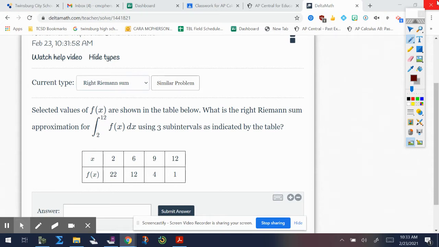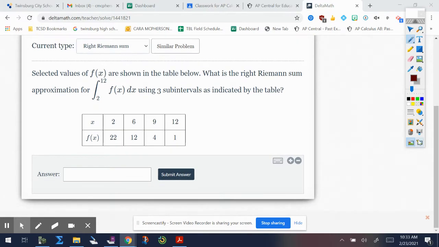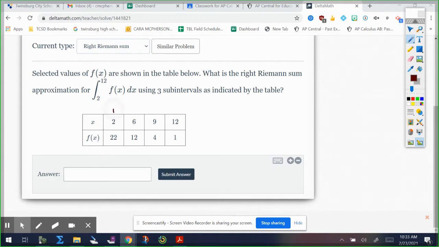So here's what's happening. I'm going from 2 to 12. I'm splitting this up into 3 subintervals. We're going to use the right side, but I'm going to completely do this by looking at the table. So I'm going to mark this up a little bit just to explain it. My first rectangle is going to go from 2 to 6, so that's 4 units wide. But since I'm using my right Riemann, I want to use the right side value with that rectangle. So my first rectangle is 4 wide, 12 high.